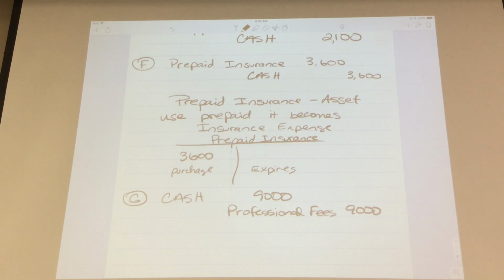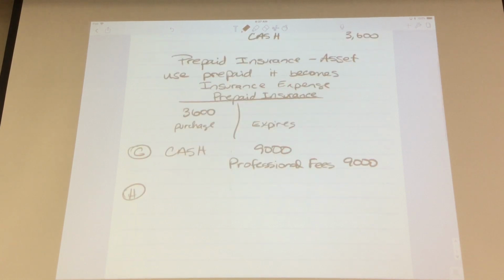All right, so letter H. Paid cash for miscellaneous expense, $2,600. So we're recording the expense. That was a debit, and then we credit cash for the $2,600.